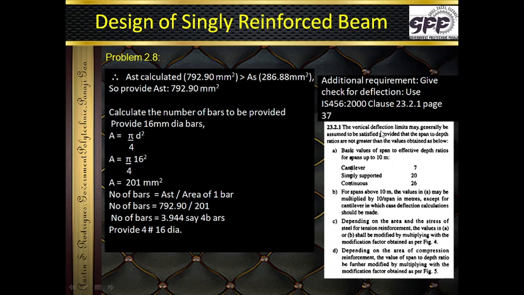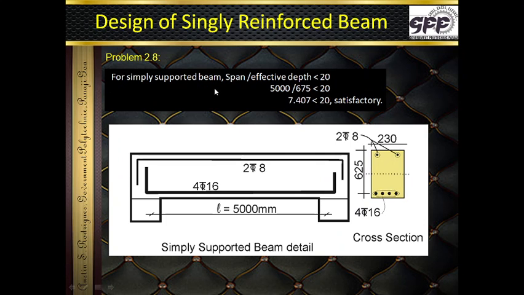The vertical deflection will be assumed to be satisfied provided that the effective span to effective depth ratio, span upon effective depth, is not greater than 20 for a simply supported beam. So for a simply supported beam, span to effective depth should not be greater than 20, means it should be less than 20. So 5000 divided by 675 should be less than 20.